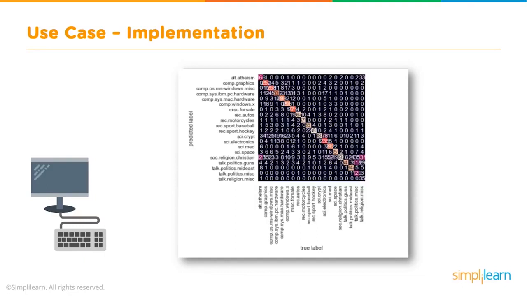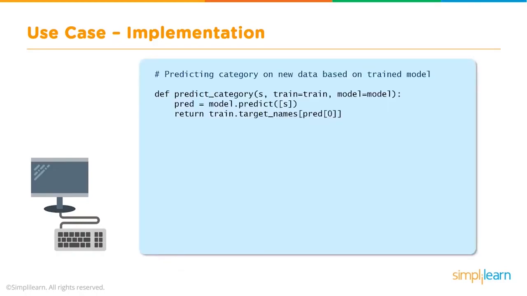It mislabeled some of those. And those are very similar topics, so you could understand why it might mislabel them. But overall, it did a pretty good job. If we're going to create these models, we want to be able to use them. So let's see what that looks like.